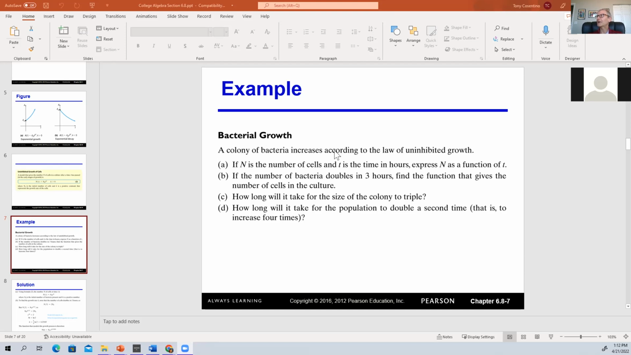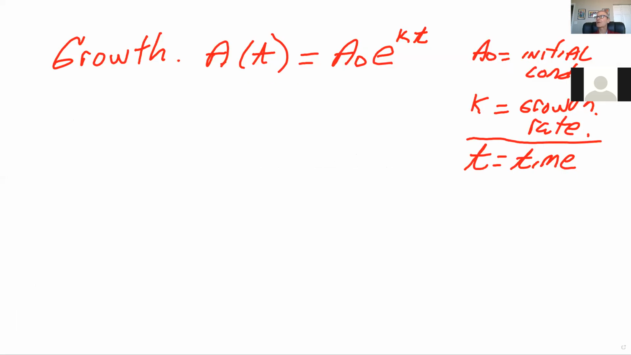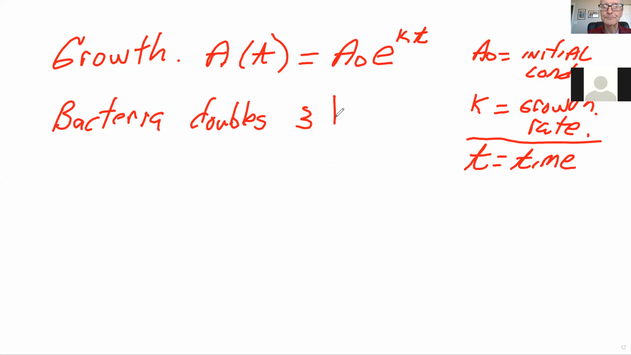So this one says a colony of bacteria increases according to the equation that I had up there. And see, they use N, but we'll use A, which is the number of cells. T is going to be in hours. And so it says if the bacteria doubles in 3 hours, you could use this to figure out what K is. So let me show you what I mean. Let me pull up these equations. So I'm going to use the letter A in this problem. It uses N, but it says that the bacteria doubles. And what did it say? 3 hours. So how do you measure that?